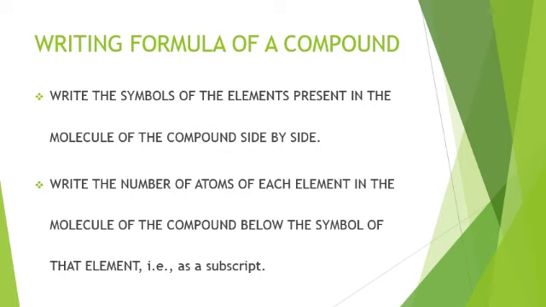Writing formula of a compound. To write the formula of a compound, one must follow the given steps. First, write the symbols of the elements present in the molecule of the compound side by side. Second, write the number of atoms of each element in the molecule of the compound below the symbol of that element, that is, as a subscript.